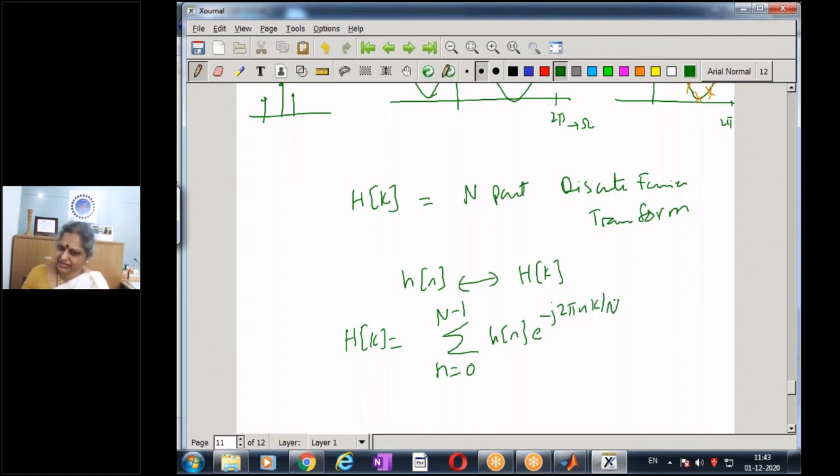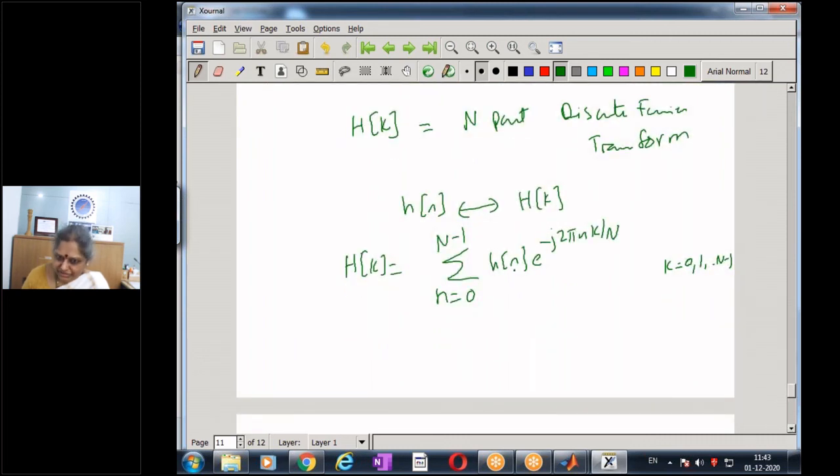It is just taking the samples, but we had earlier e power minus j n omega. Now omega is discretized into n equally spaced samples in the interval 2 pi. That is why we have 2 pi divided by n. But how many samples? n running from 0 to n minus 1. And how many samples am I going to get? k samples, for k going from 0, 1 up to n minus 1.